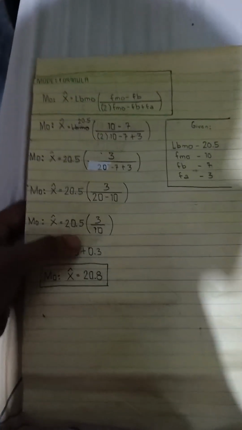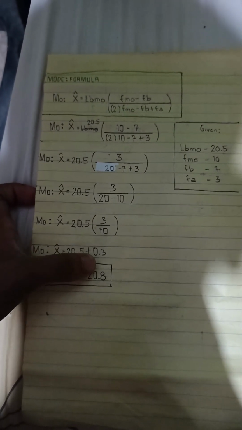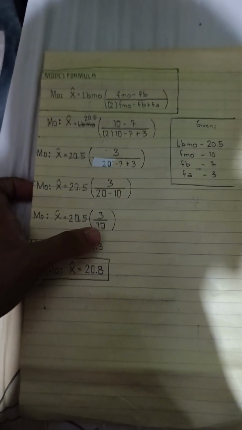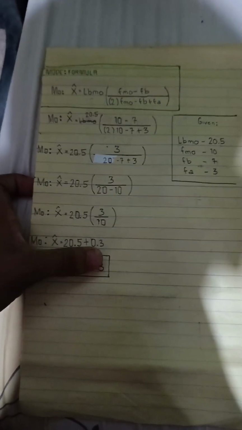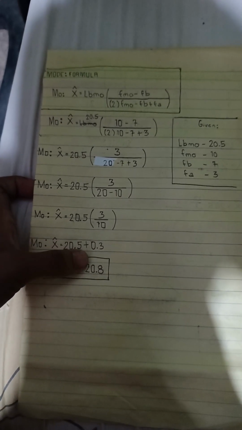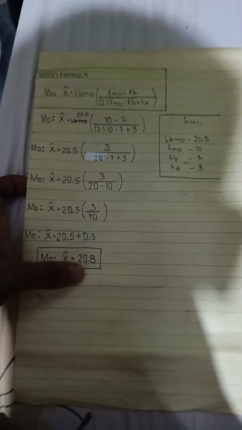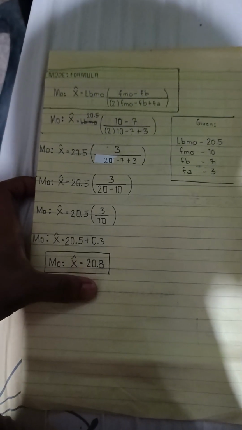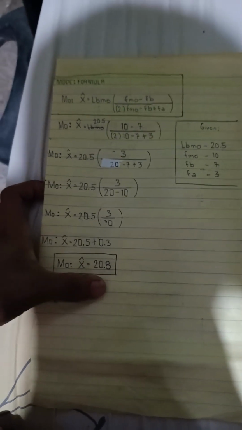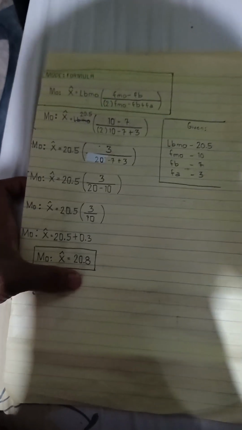Outside is the 20.5. 3 divided by 10 is equal to 0.3. So 20.5 plus 0.3 is equal to 20.8. This is our mode.